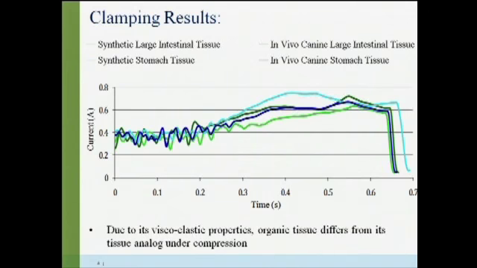In my graph here, the green lines represent canine and synthetic large intestine tissue, and my blue lines represent canine and synthetic stomach tissue. As you can see in the graph, the 2 lines that are behaving very similarly, the darker lines, are the in vivo canine tissue, and that is because as you compress a viscoelastic tissue gradually with a linear stapler, it's also displacing the fluid within the tissue. You can see it took a larger amount of force to compress the synthetic stomach tissue, my light blue line on the top, than it did to compress the synthetic large intestinal tissue.